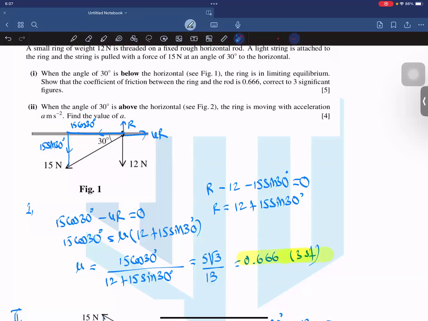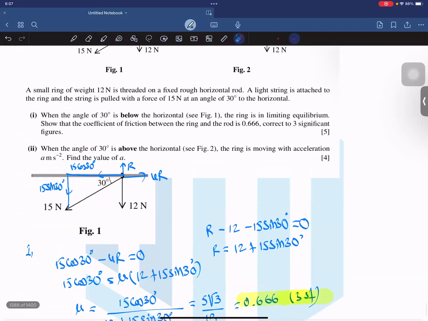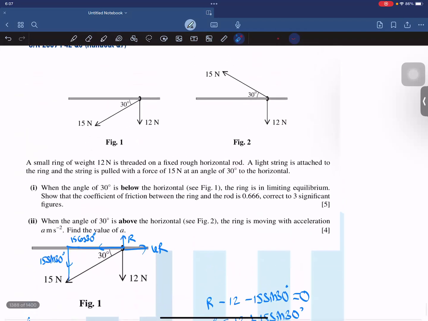Then we have part 2. Part 2, when the angle of 30 degrees is above the horizontal, as you can see in this figure 2, the ring is moving with acceleration a meters per second squared. Find the value of a. So now, this force which has a magnitude of 15 is acting up, inclined at an angle of 30 degrees to the horizontal, above the horizontal.